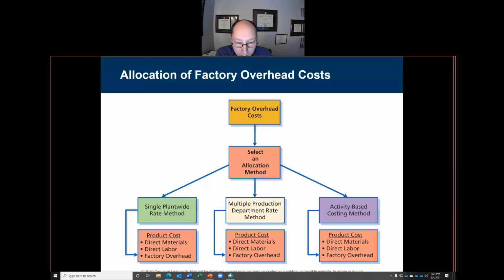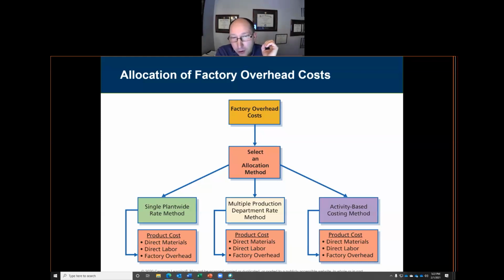Very good. So with multiple department production rate, the way it works is first you find the direct materials and direct labor for each product line. And when it comes to the factory overhead rate, we separate it by department. It's not going to be the same for each department. It'll be different. That's why it's multiple production. We're going to talk a lot more about that in the coming slides.